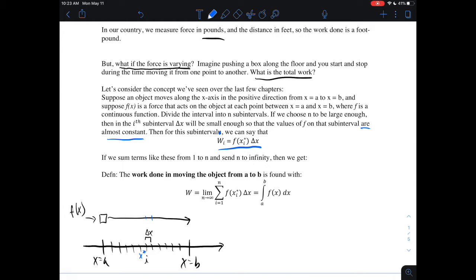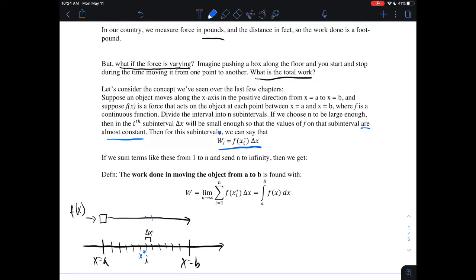So then work at the ith interval is equal to f of x sub i star times delta x. Remember that delta x would be the distance that is traveled in that ith subinterval. So we again have force times distance. That's relating us back to work. So now that's just for one of the subintervals, so we need that for all of the subintervals.